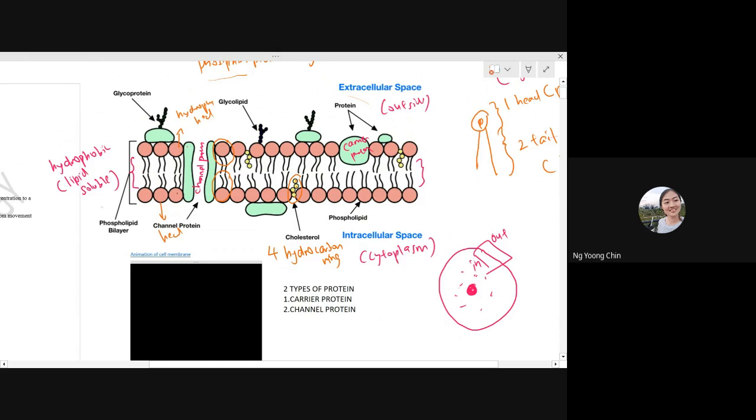So what's the function of the protein? The proteins stay inside the phospholipid barrier and help to transport certain molecules. Some molecules are unable to directly pass through the phospholipid barrier, so they require the help of the carrier proteins. And then you should know glycolipid and glycoprotein.